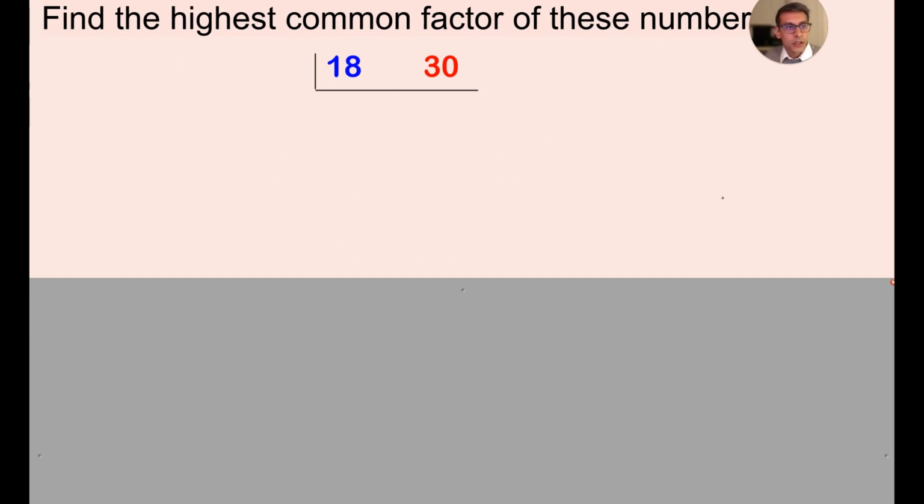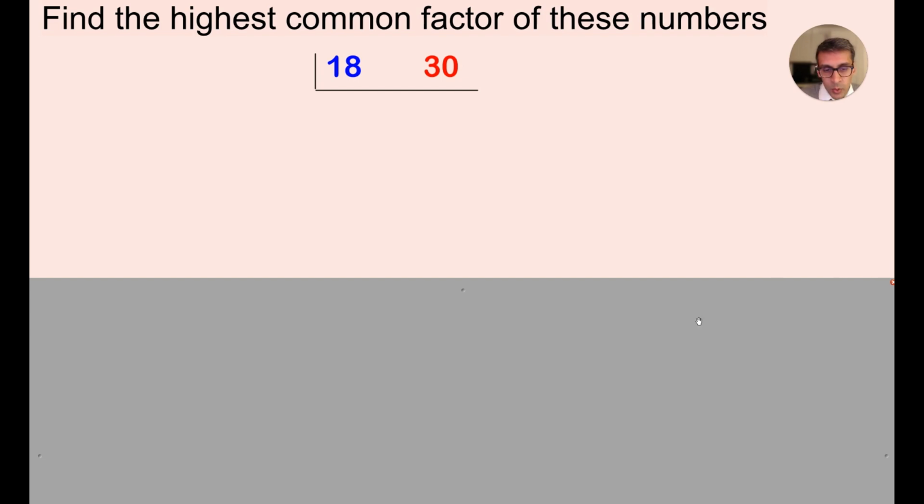Okay, so here's a quick recap. Find the highest common factor of 18 and 30. You may be able to do this in your head, but we're just practicing the method. So, upside down bus stop. I'm going to get you started. You can either divide by 2 or you can divide by 3. I'll let you have a go first.